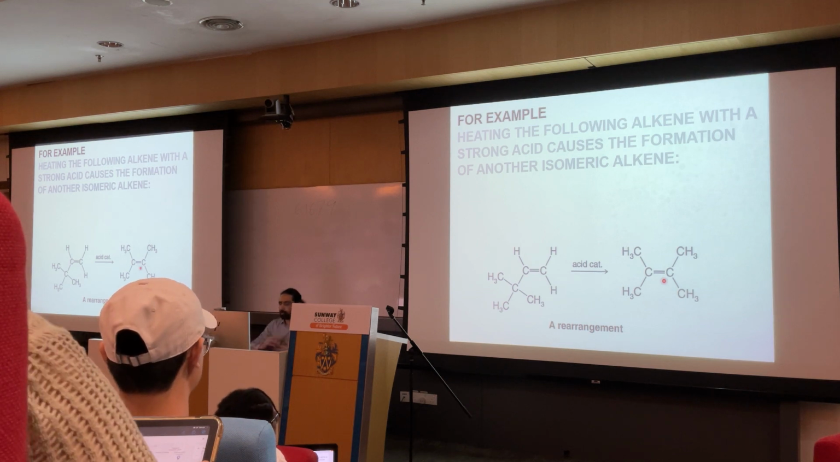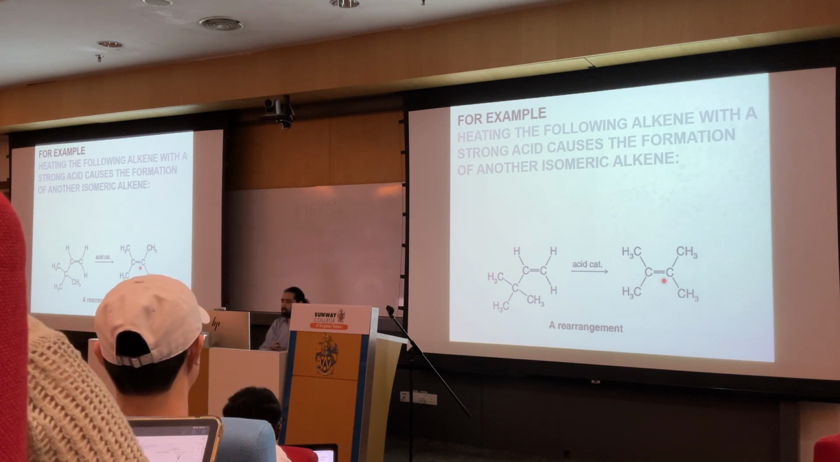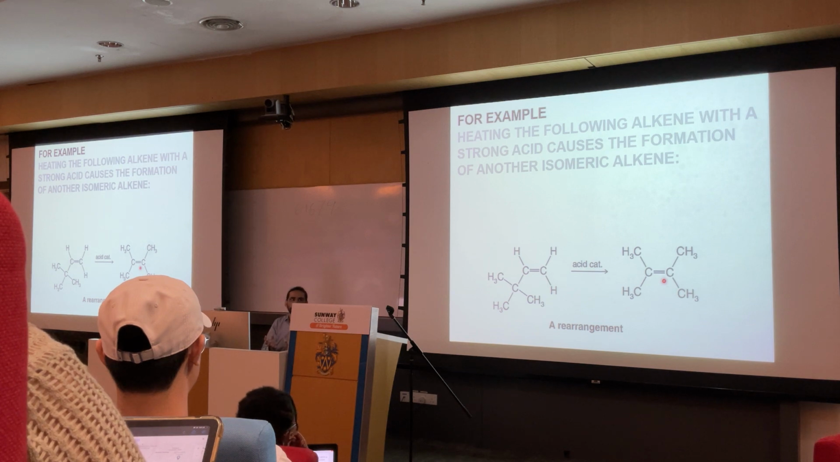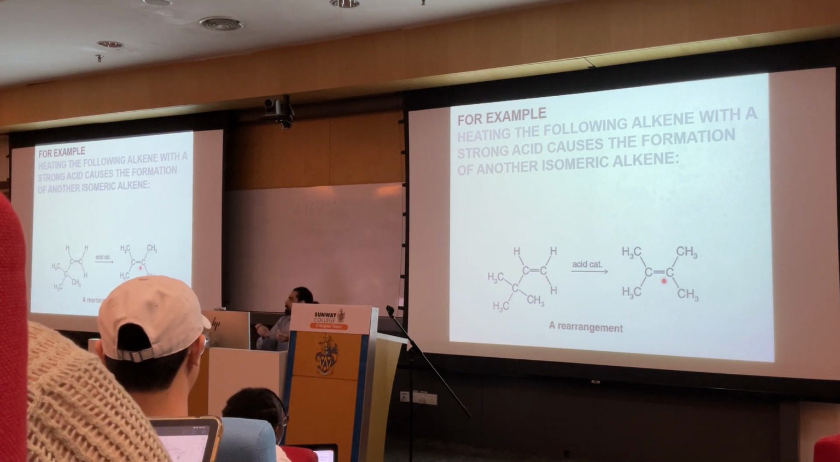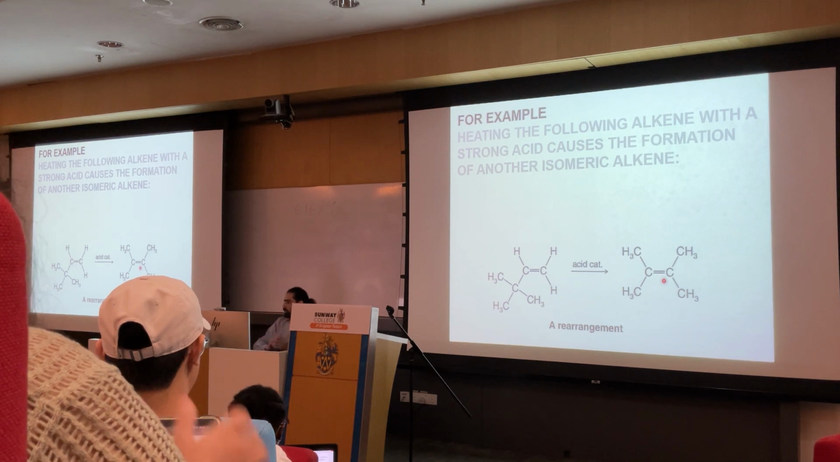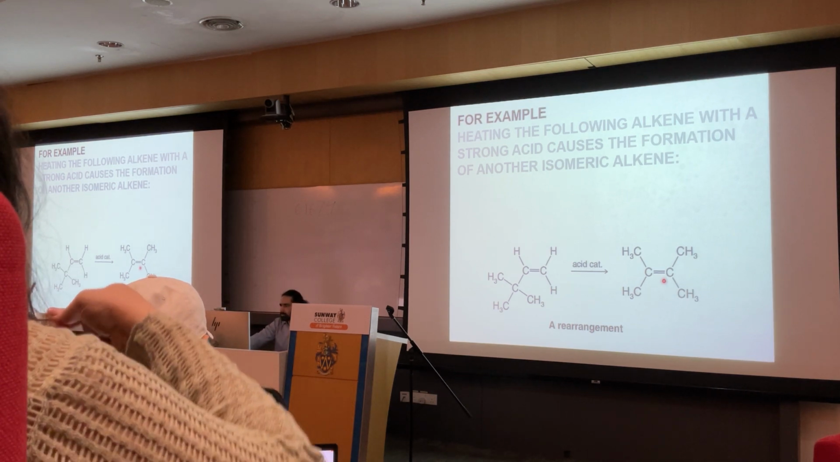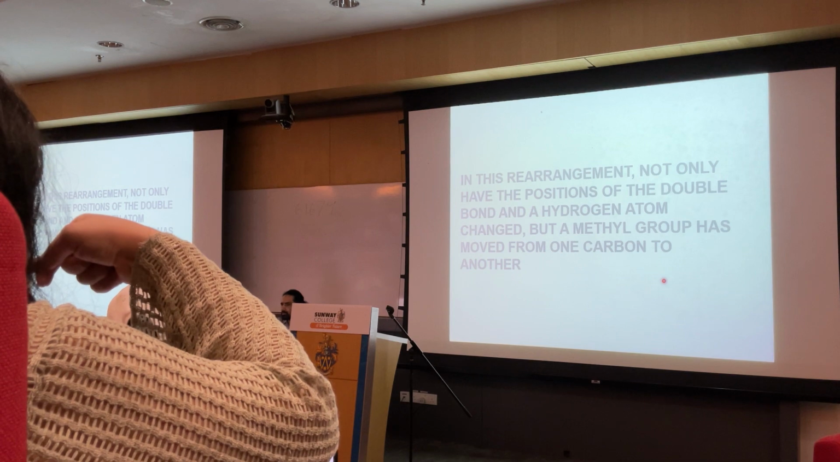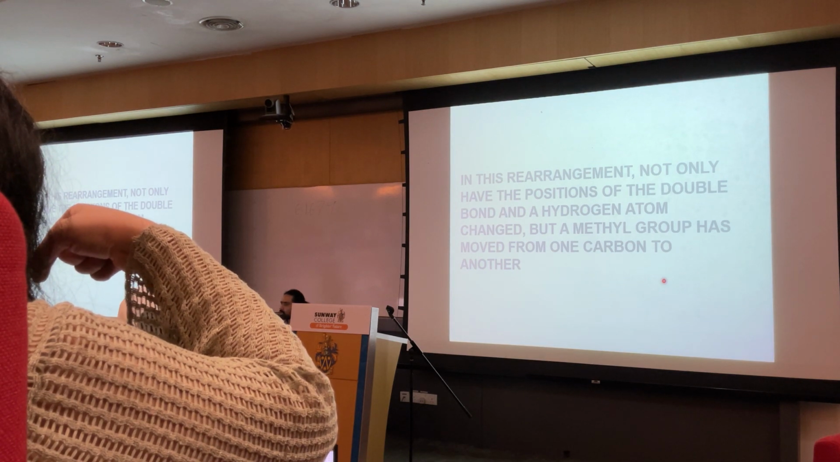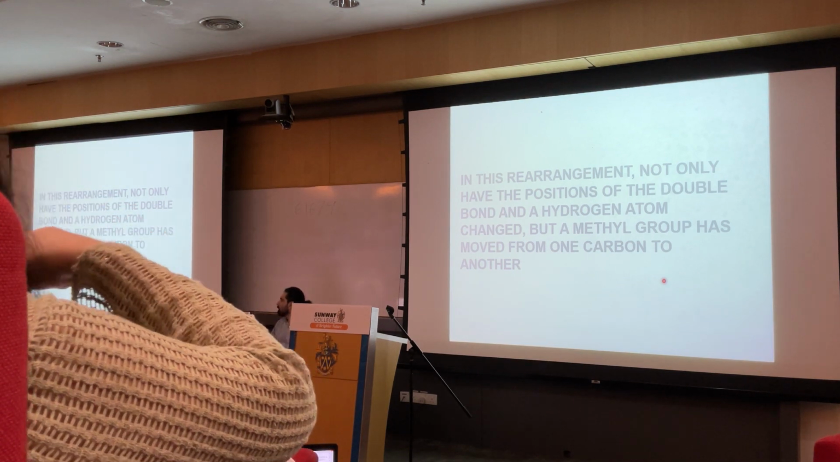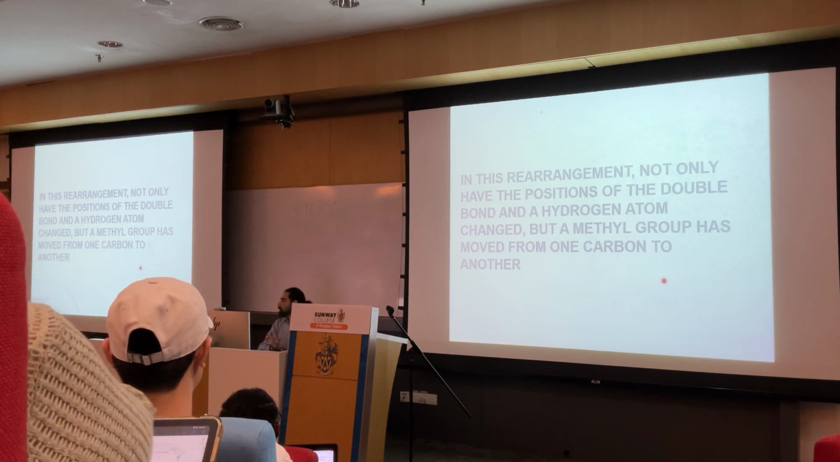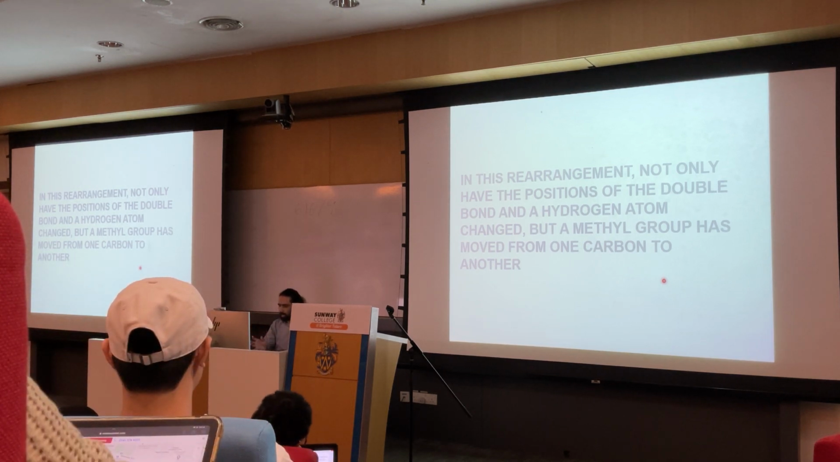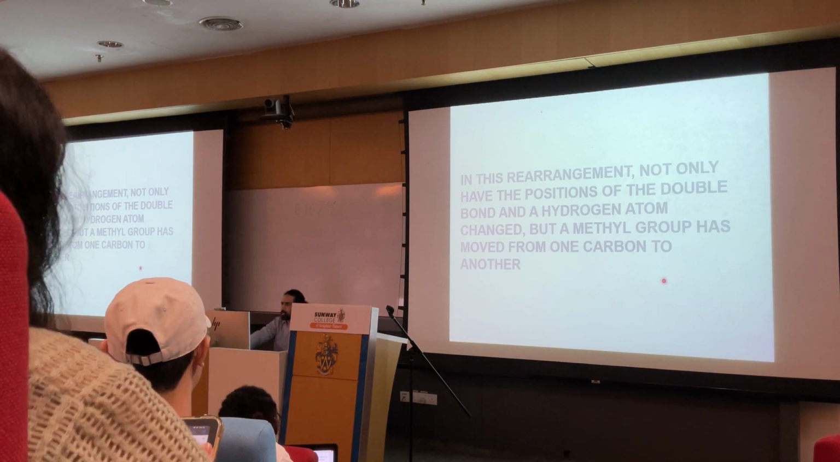Very simple. I have performed this in an actual lab as well. All you have to do is take this terminal alkene, add acid, heat a little bit, and at the end you will get this product. So the methyl group has moved and the carbon-carbon double bond has moved. That's why it is a rearrangement reaction.